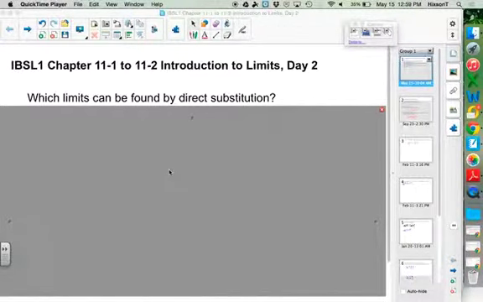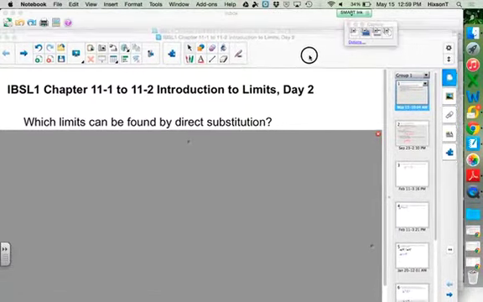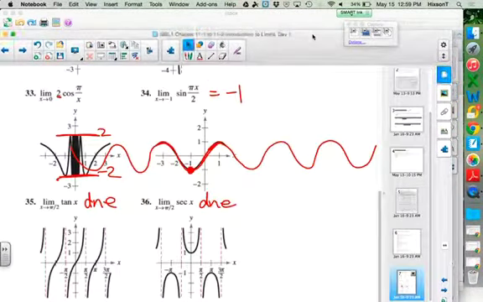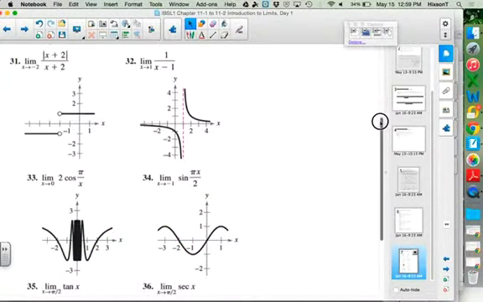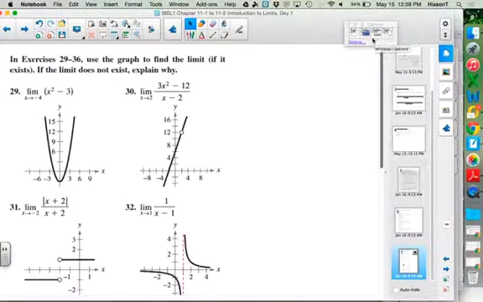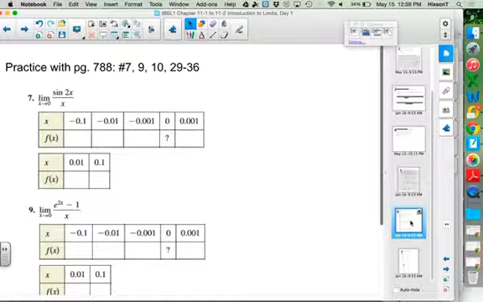Alright, today we're going to look at limits, when we can find limits by direct substitution. Before we do that though, I do want to take a moment to look at the homework, and specifically these ones with the graphs, okay? However, before we get to that, were there any questions about the limits that you found with the tables?